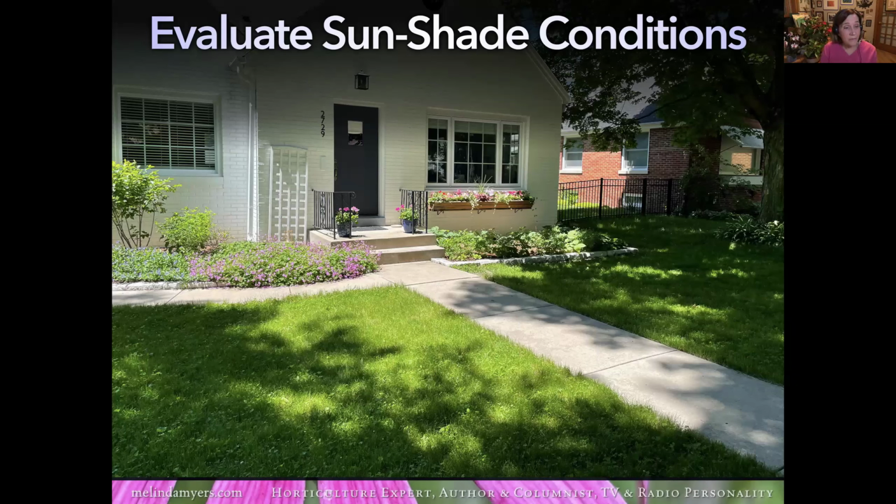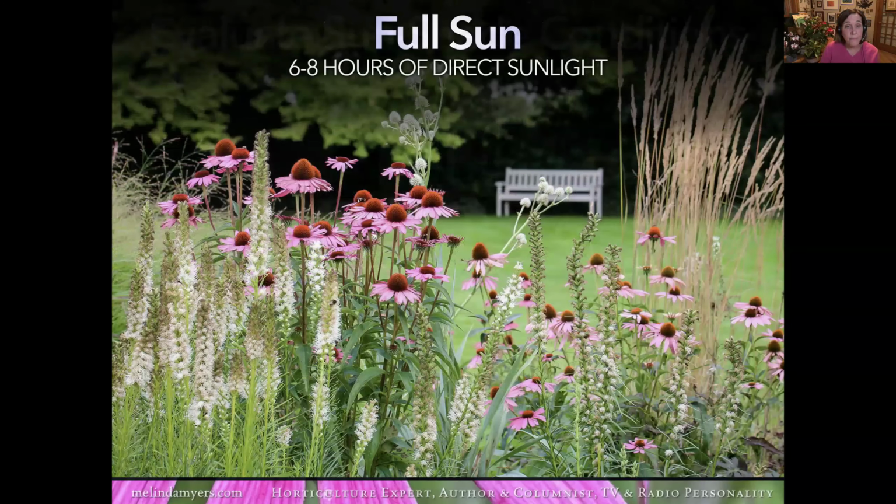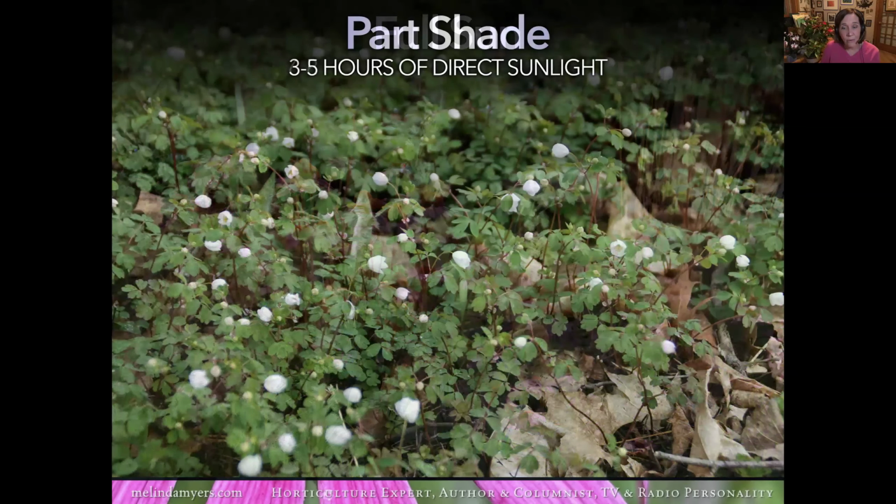That area with a little bit of late afternoon sun may have been in the shade all day. So you want to monitor that so you can see how much sunlight your plants are going to receive. Full sun plants need 6 to 8 hours of direct sunlight. So those are those bright sunny areas that may be a few hours in the morning and a few hours in the afternoon, but a total of 6 to 8 hours.